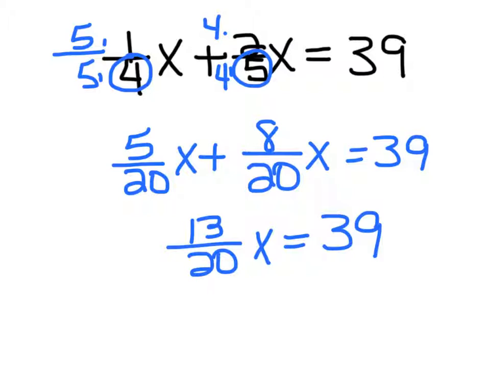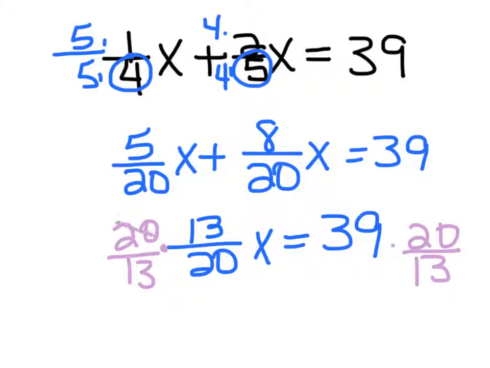Okay, now we're back into the same situation we were in the last example, where the coefficient of x is a fraction. When the coefficient of x is a fraction, we must multiply by the reciprocal because we are wanting ultimately to find 1x. So, what is the reciprocal of 13 over 20? The reciprocal of 13 over 20 is 20 over 13. So we are going to multiply both sides of this equation by 20 over 13.